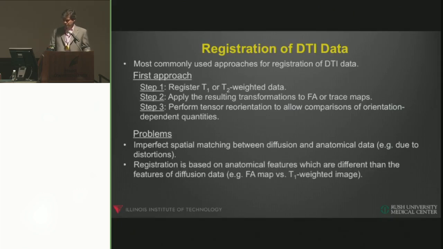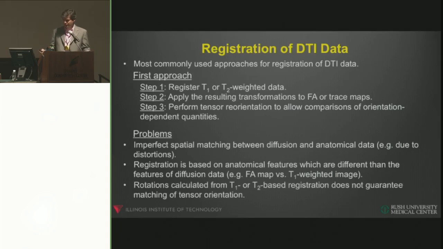Another problem is that registration is based on anatomical features. So your goal when you're normalizing T1 or T2 weighted images is to match the features in T1 or T2 weighted images. However, the features in FA maps are very different than the features in T1 or T2 weighted images. So what you're doing is not guaranteeing matching of DTI data. And finally, if you calculate rotations from T1 or T2 weighted images, you're not guaranteed to match tensor orientation across subjects. So this approach for registration of DTI data is not recommended.